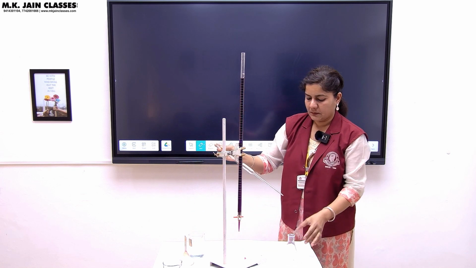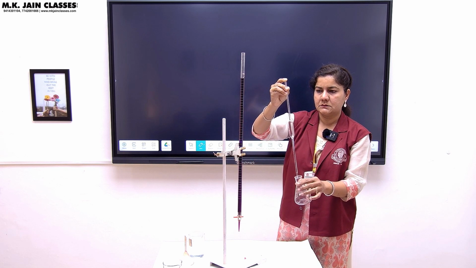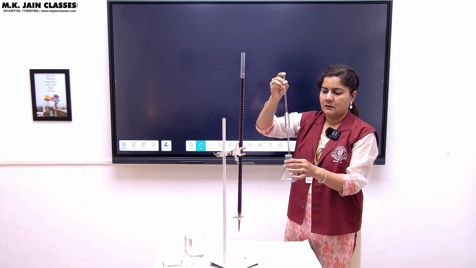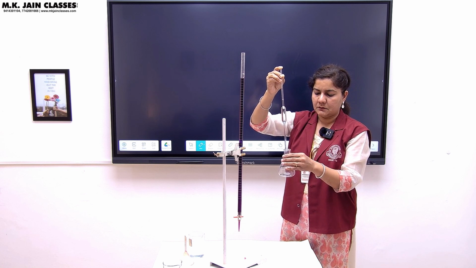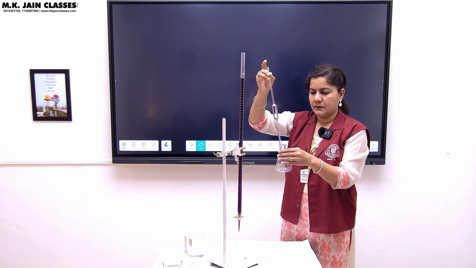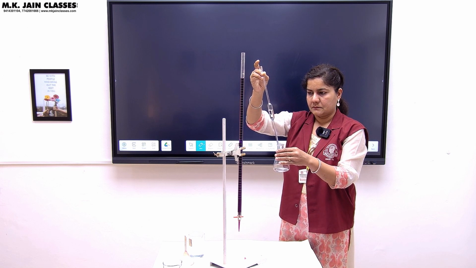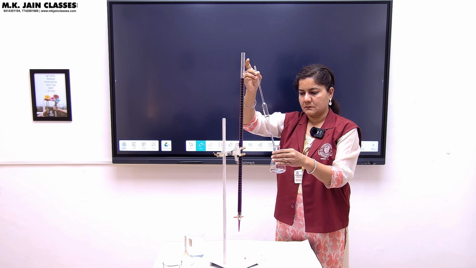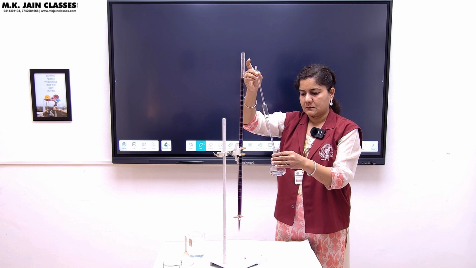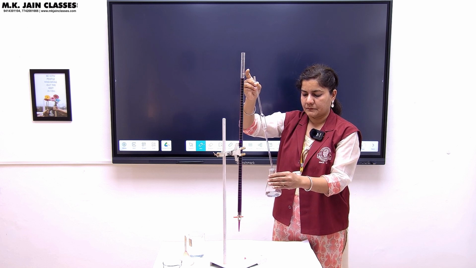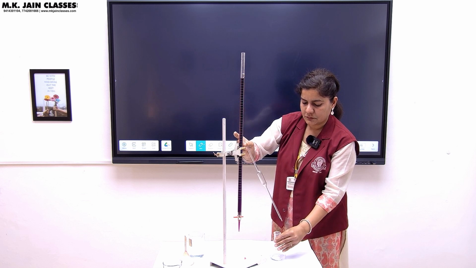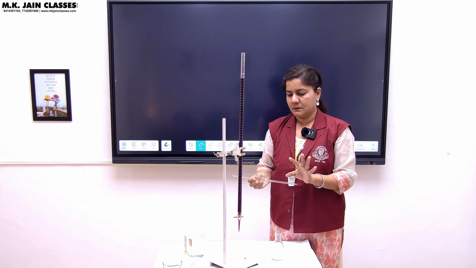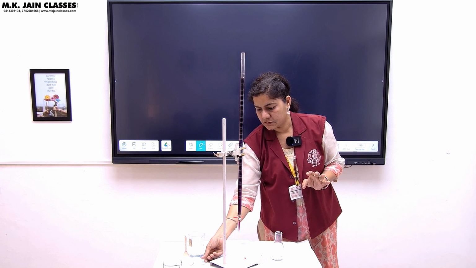Now I use my index finger to stop this solution. So this pipette is 20 ml. Now I am pouring this 20 ml into this conical flask. The solution is going automatically into the flask. Make sure that all the solution is filled into the conical flask, and keep this pipette on the side of your stand.